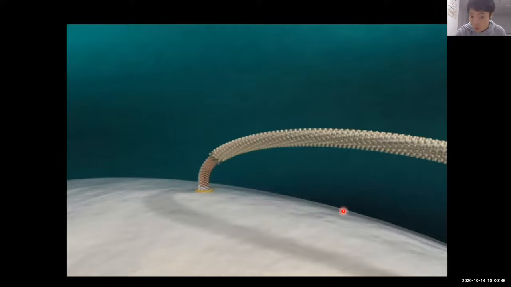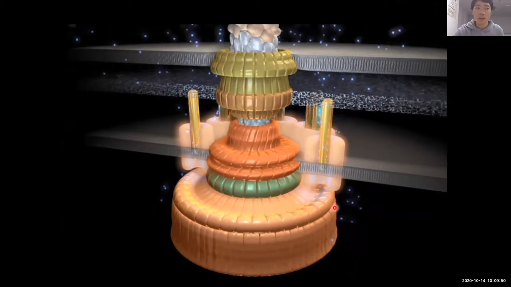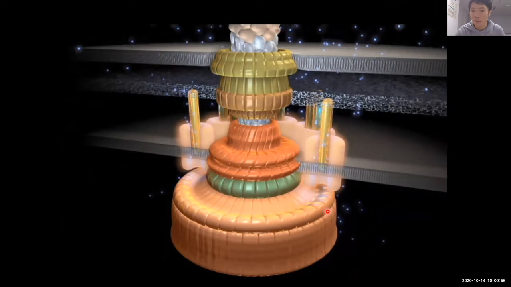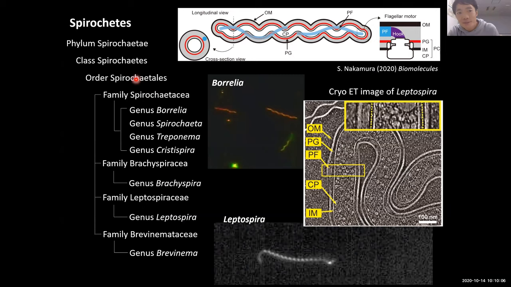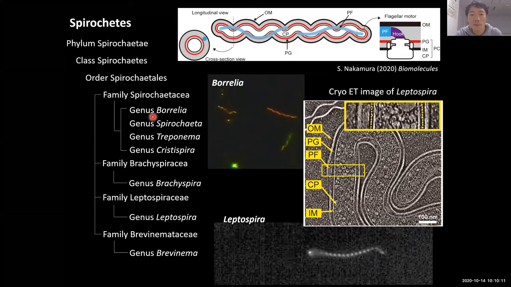I have been studying Salmonella and E. coli as models to understand how torque generation occurs. However, today my talk is about spirochetes. This is a list of spirochete members, several genera. Borrelia, the most famous species is Borrelia burgdorferi. It is a Lyme disease spirochete. It is very important, especially in the U.S.